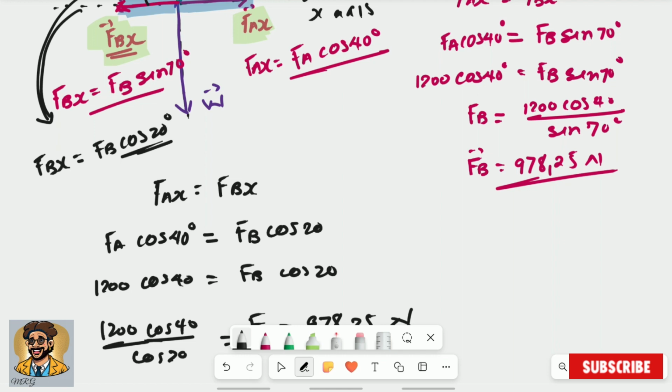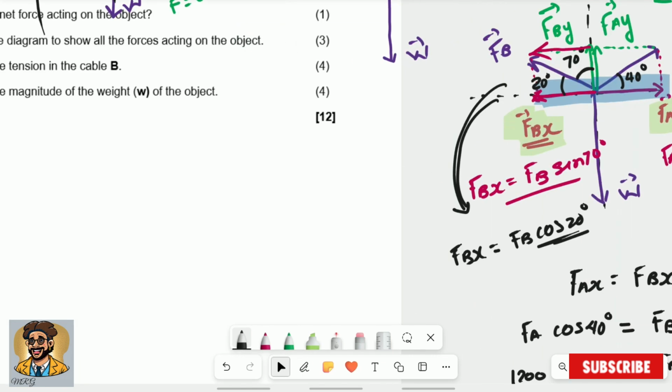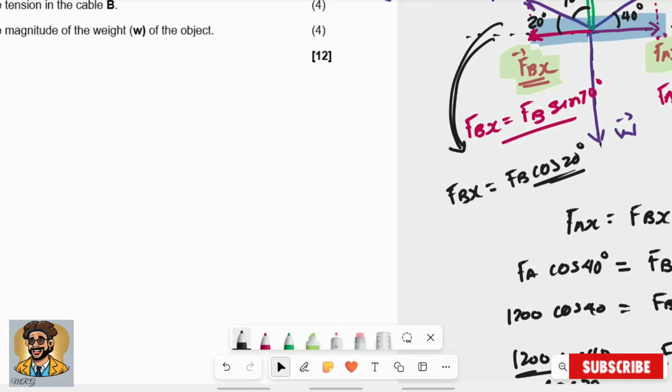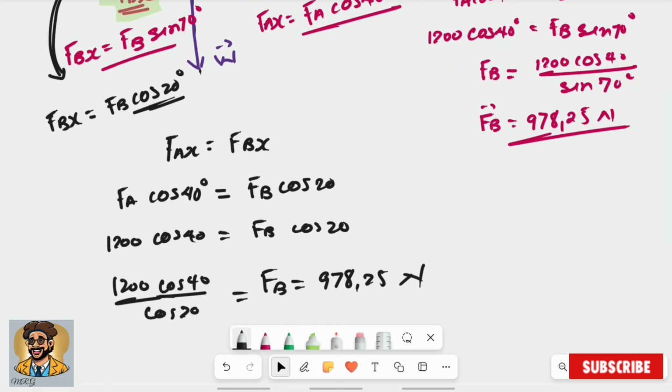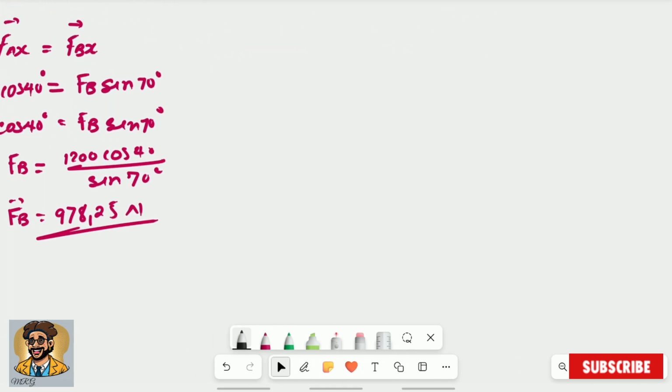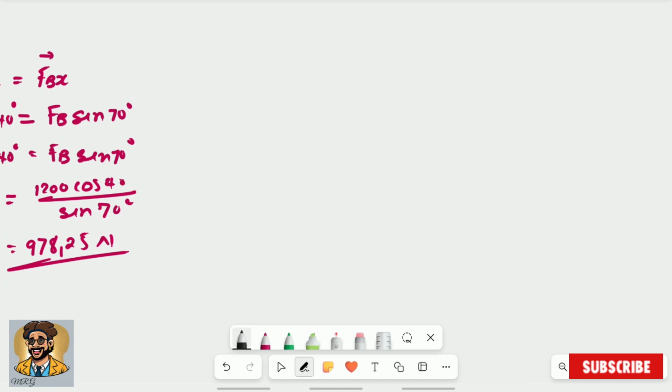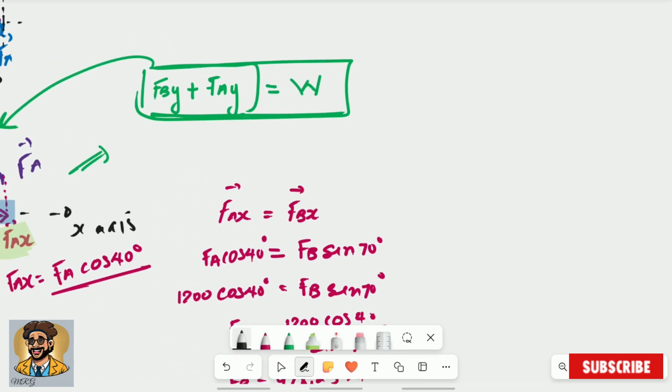Okay, now the question is going to ask you to calculate the magnitude of the weight. How do you calculate the weight? Everything that is on top equals everything at the bottom. We did write it somewhere. There it is. You see? Real fast, we're going to the y-axis. Here is the adjacent to 70. Can you see that one? So it will be cos.